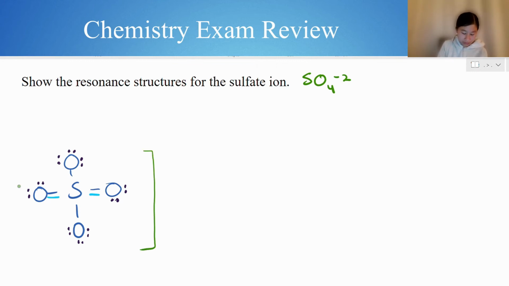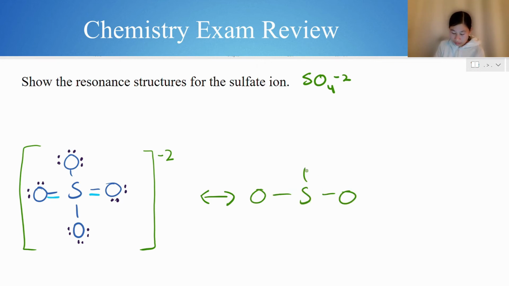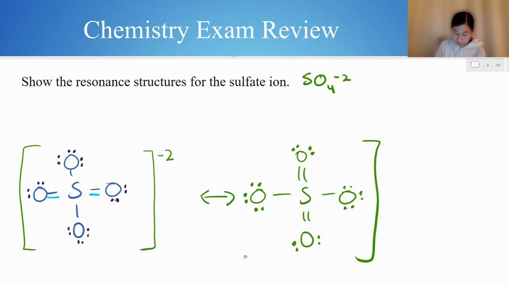Now, we could have drawn either this with a -2 charge. Remember, resonance structures have this double-headed arrow between them. The other resonance structure could have been with the double bonds from the top and bottom oxygens. So still, the sulfur is in the middle, and then you have the double bonds here. Right? Okay, and this would have also worked, and this would still have a -2 charge.